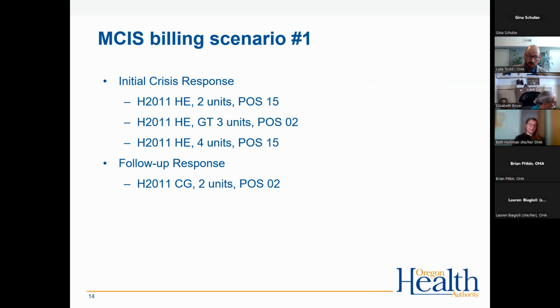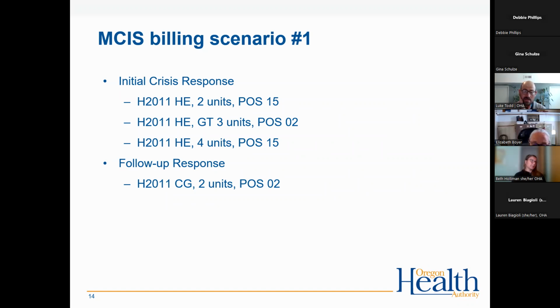So the way it would be billed here, we'd have H2011HE with 2 units, place of service code 15, just indicating mobile unit. That's their initial response on site. You've got 3 units on another line with place of service code 02. This indicates that it's telehealth. And then you have the GT modifier added, which again comes from telehealth. It's when you're doing synchronous audio video. But again, still paid at the H2011HE rate.